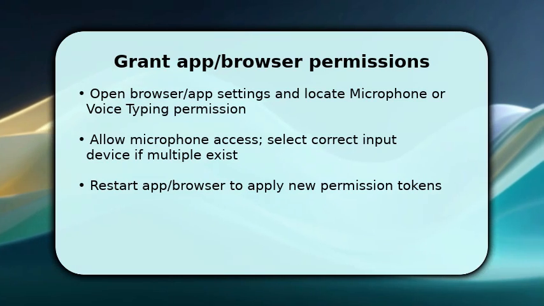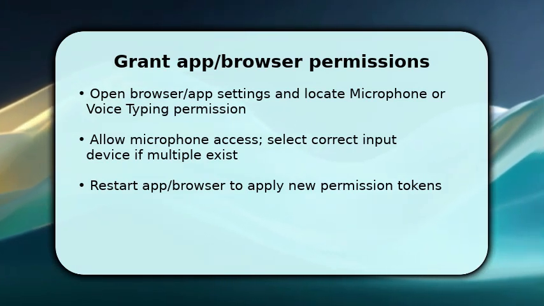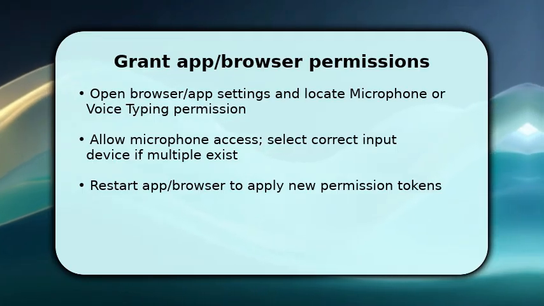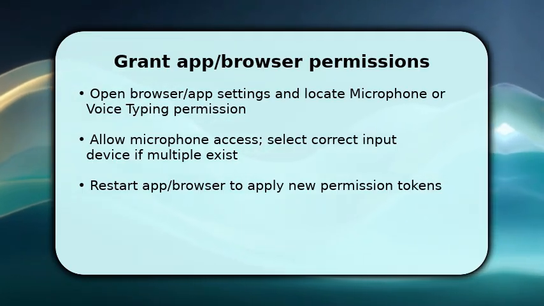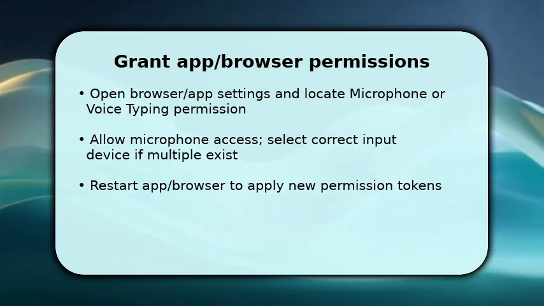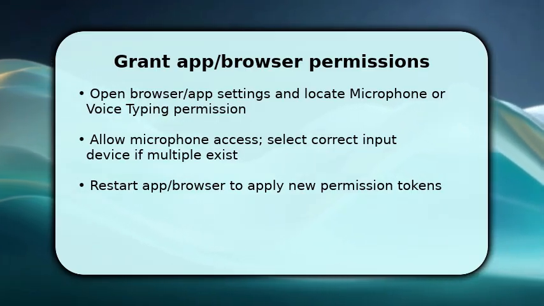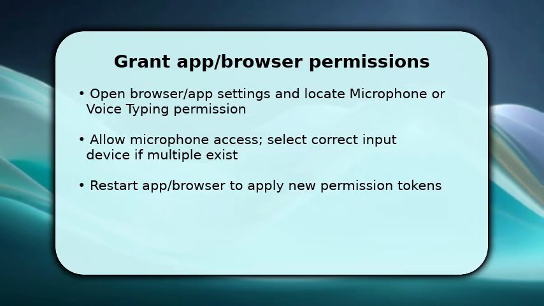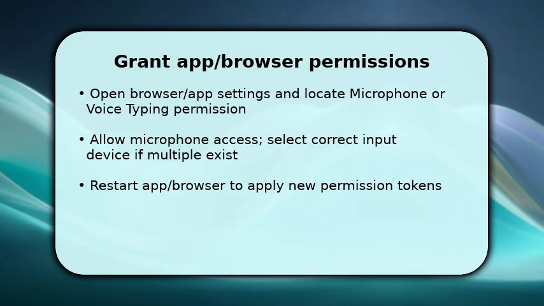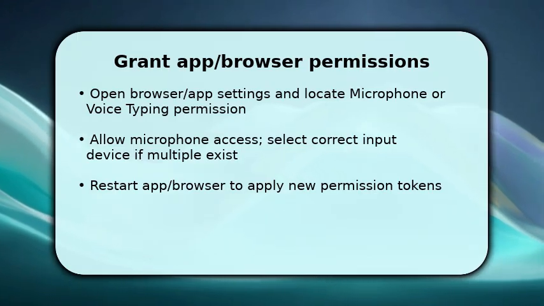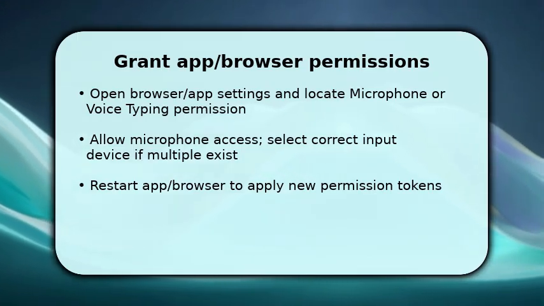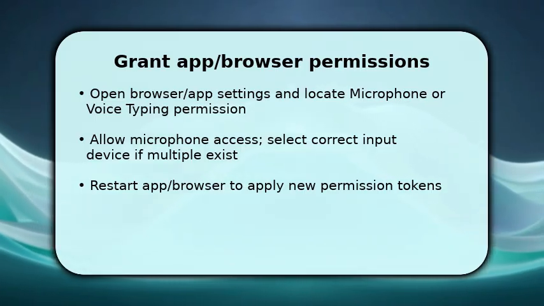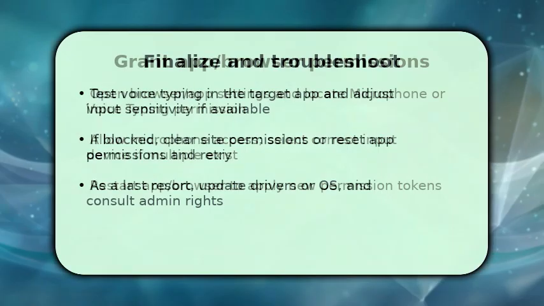Now you'll grant the permission where voice typing runs. In your browser or app, find privacy or site settings and locate microphone or voice typing permission. It's often nested under site permissions. Choose Allow and pick the correct input device when prompted, especially if you have a headset and built-in mic. Make sure to restart the app or browser so the new permission tokens take effect, because many programs only recheck permissions during launch. Finish by testing voice typing in the exact app or web page you'll use.